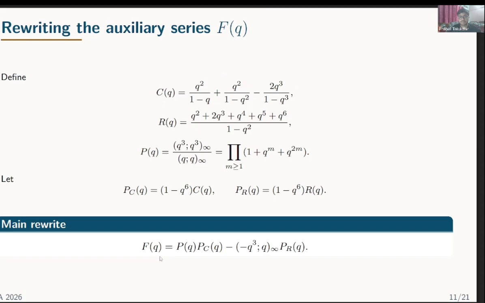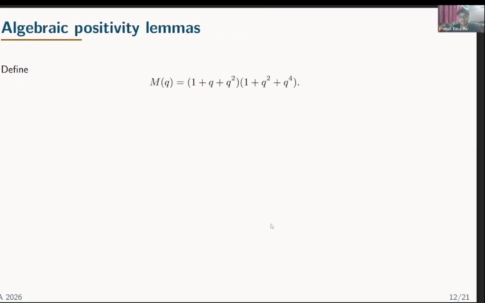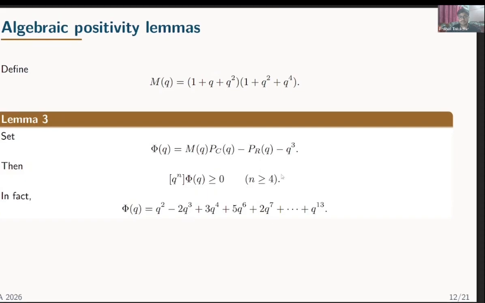Now the proof reduces to showing that RH has non-negative coefficients. The finite product M captures the first two factors of P. Now Lemma 3 is the finite polynomial set. After subtracting the relevant terms, the polynomial phi has non-negative coefficients from degree 4 onwards, except for the single negative contribution that will be handled by using the comparison lemma.